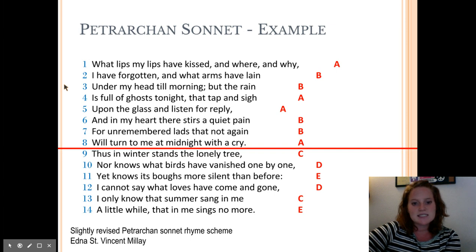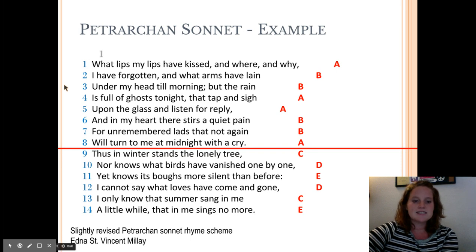Thus in winter stands the lonely tree, nor knows what birds have vanished one by one, yet knows its boughs more silent than before. I cannot say what loves have come and gone, I only know that summer sang in me a little while, that in me sings no more.